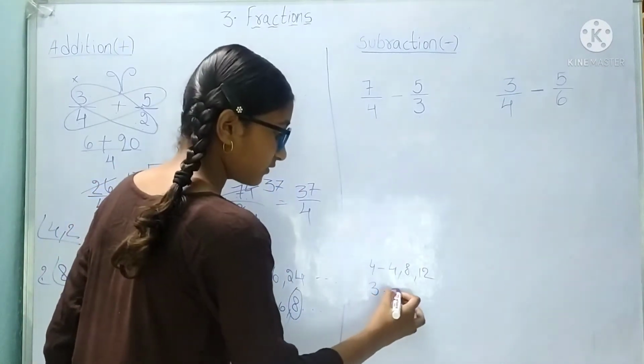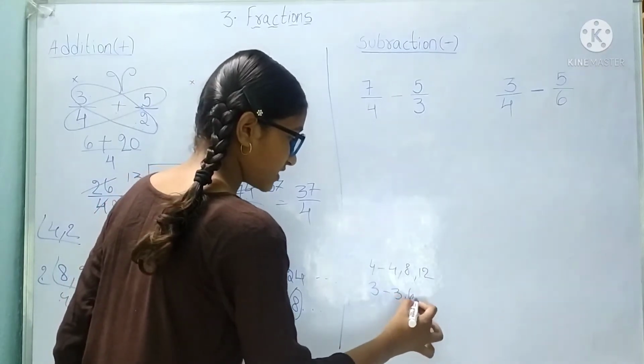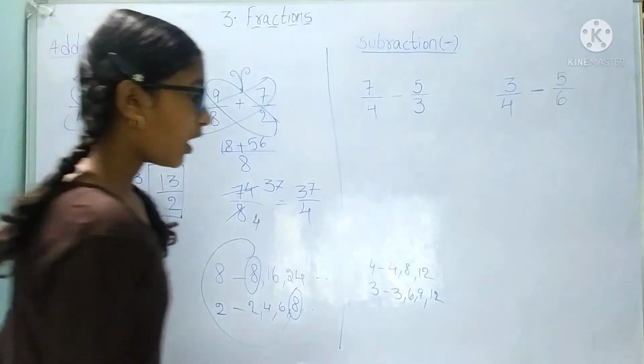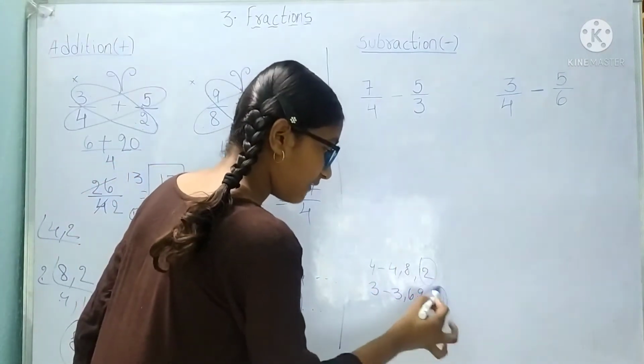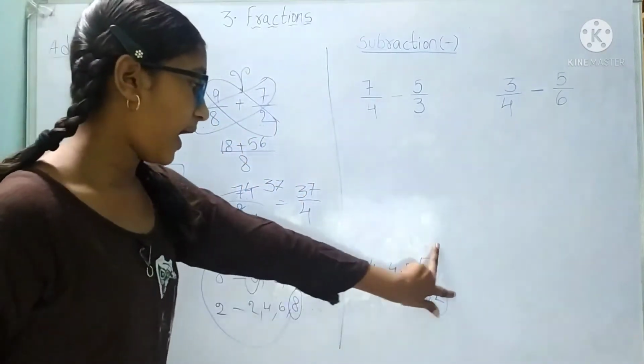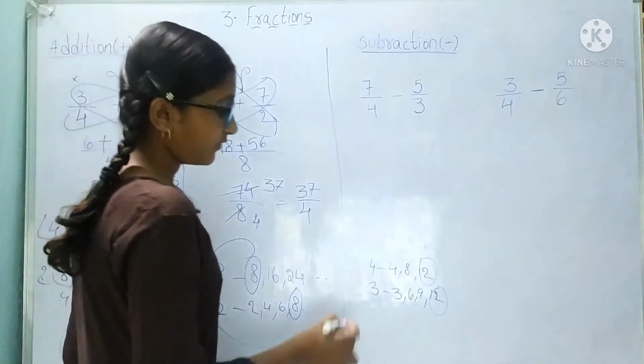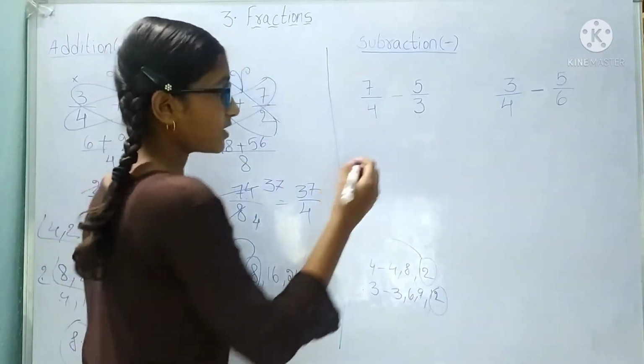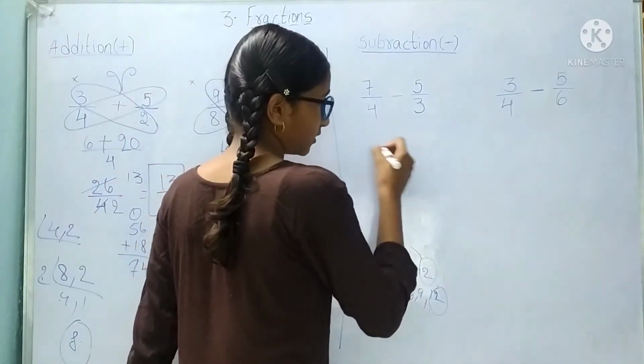3 multiples: 3 1s are 3, 3 2s are 6, 3 3s are 9, 3 4s are 12. So here we got 12 matched. So for 3 and 4, the least common multiple is 12. Okay, now the denominator is 12.